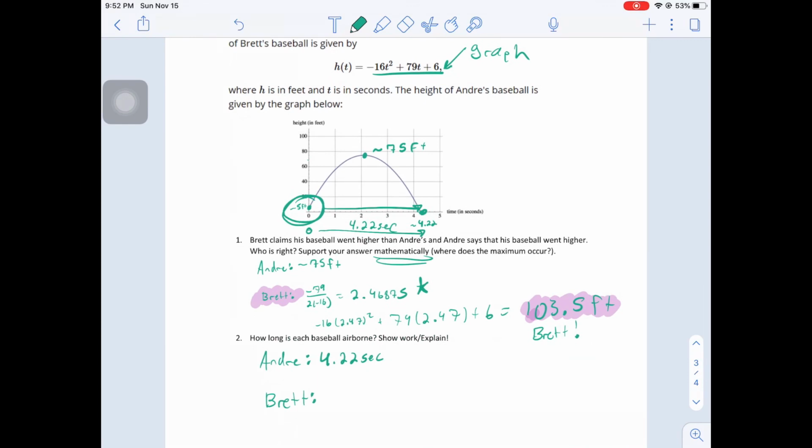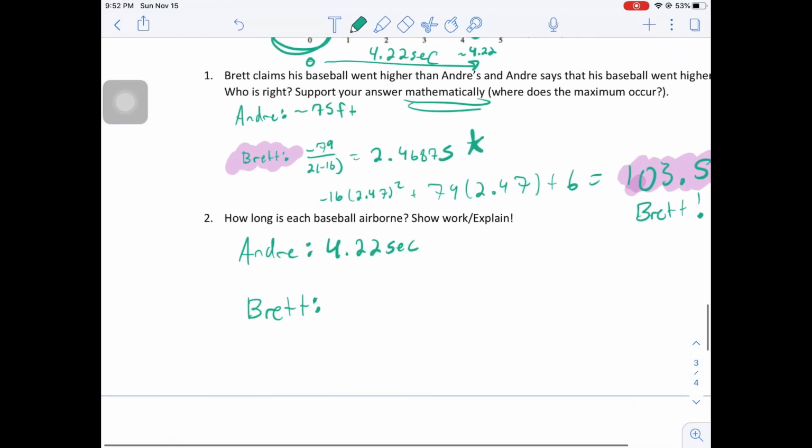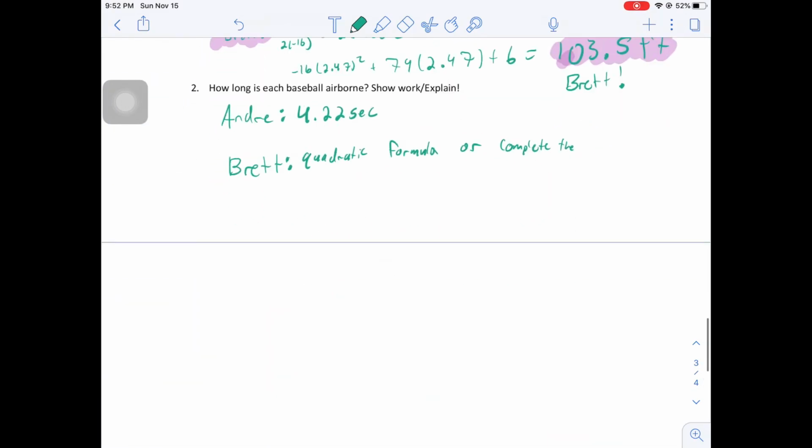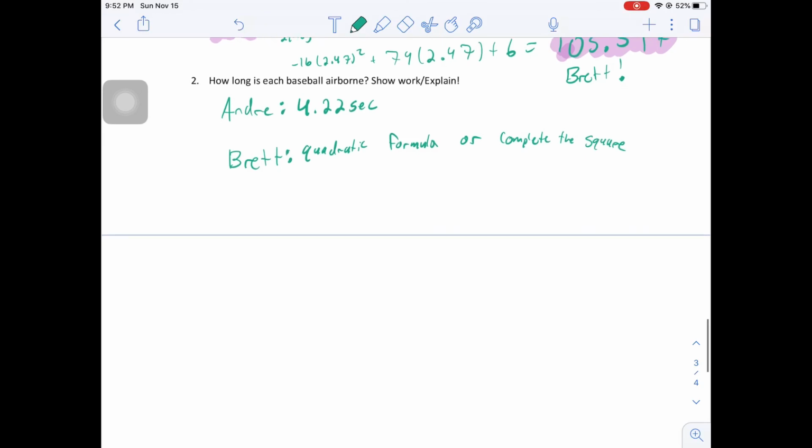is the equation. So the equation is a little bit more work. Mathematically, you would have to use the quadratic formula, or you would complete the square. That would be how you would get these mathematically. But what I am going to do instead of either of those is throw them into my graph real quick. So negative 16x squared plus 79x plus 6.